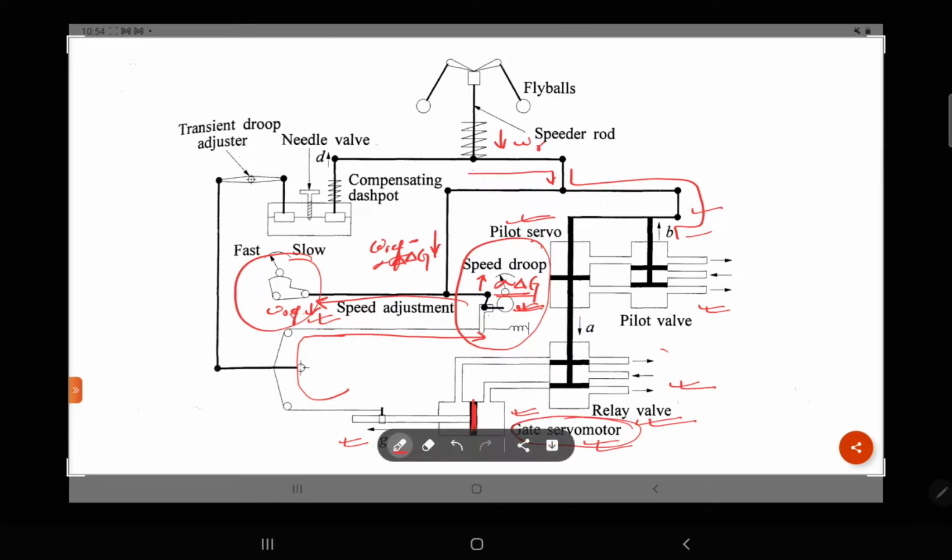Okay, so the gate servo motor is here, and the relay valve is here. So you can see, what is the transfer function of this? G upon A, G upon A. G is here, A is over here. So G upon A should be equal to K1 upon S.